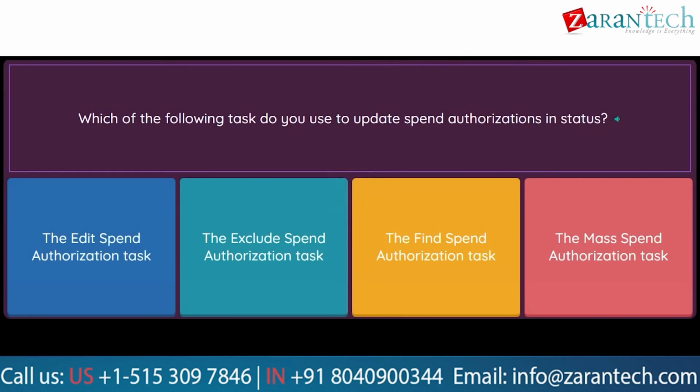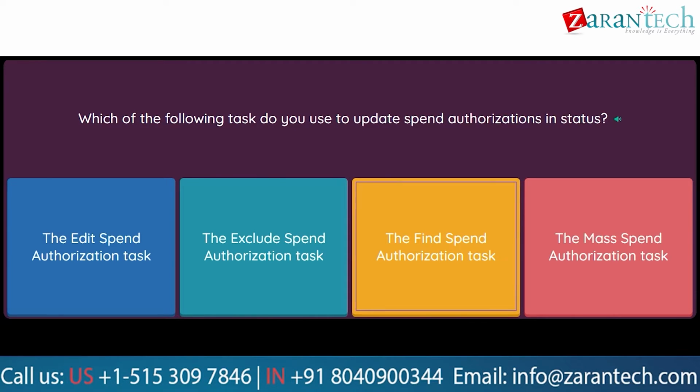Question: which of the following task do you use to update spend authorizations in status? Option 1 the edit spend authorization task. Option 2 the exclude spend authorization task. Option 3 the find spend authorization task. Option 4 the mass spend authorization task.